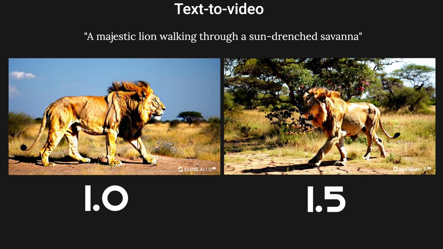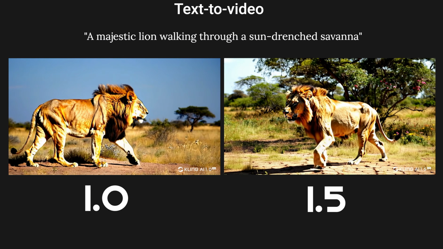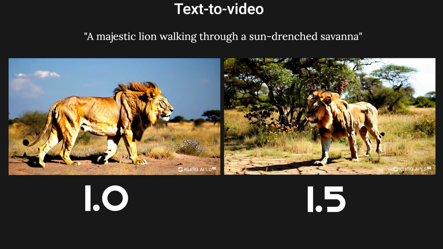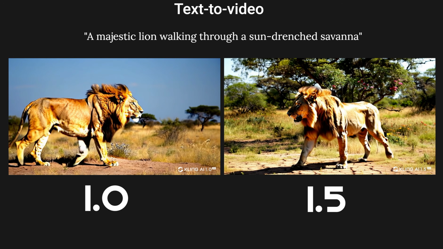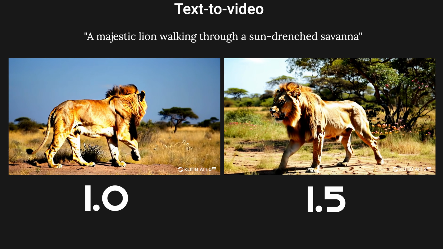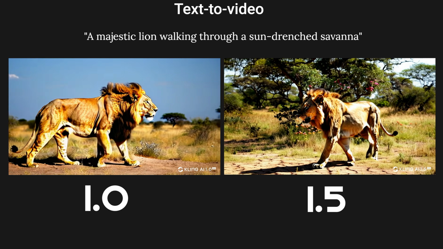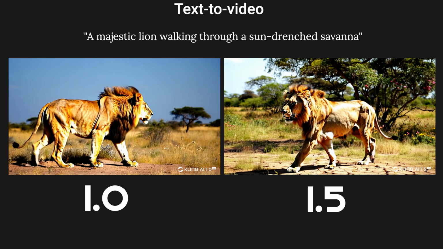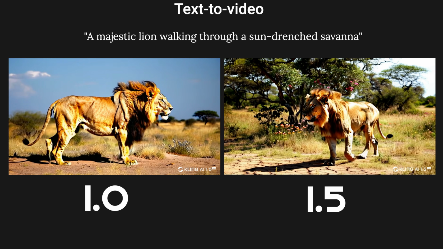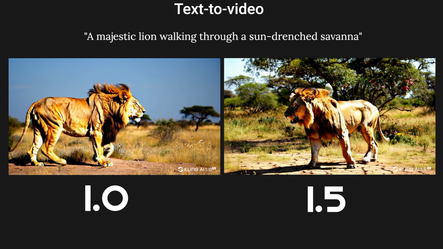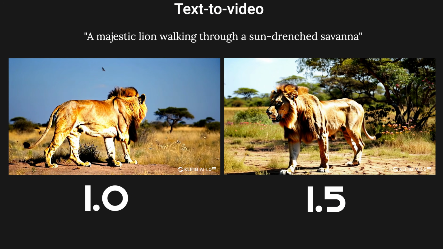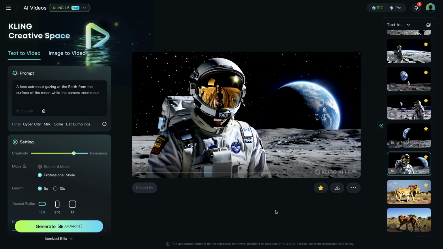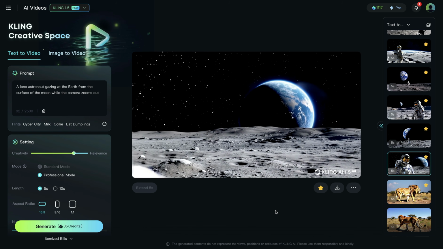I also want to show you a few examples with text to video. Here's a simple prompt, a majestic lion walking, and I used the same prompt for both 1.5 and version 1. You can see 1.5 did a much better job with the walking motion of the lion. With version 1, you have this strange limping of the lion. It just doesn't look natural. I tried a few more text to video examples as well.